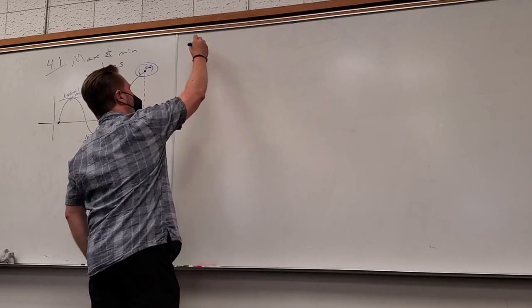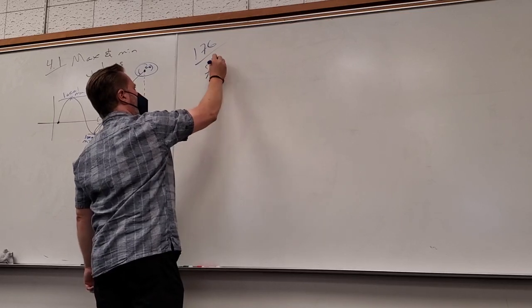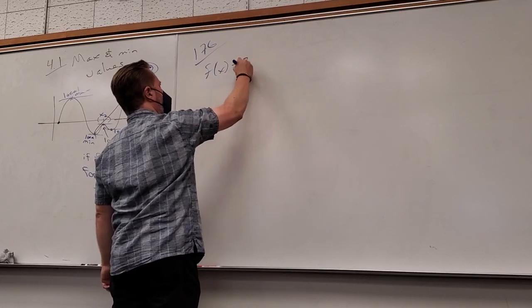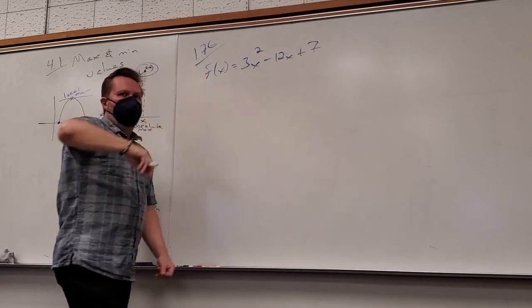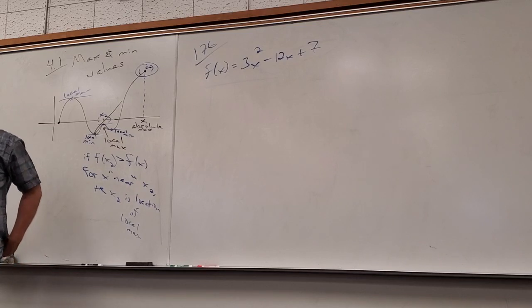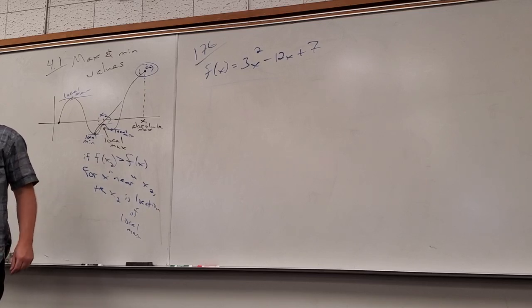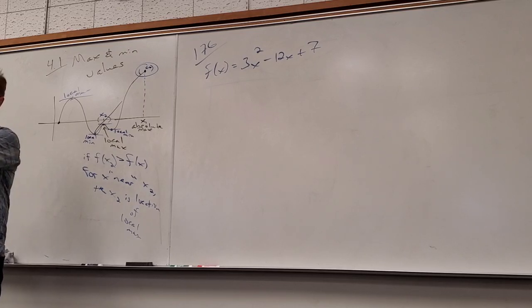Does anyone remember from pre-calculus, if I gave you this function here, how to find the max or min? Can somebody tell me if this is going to have a maximum or a minimum? Minimum. Why would it have a minimum? Because it's a parabola that opens up, right?